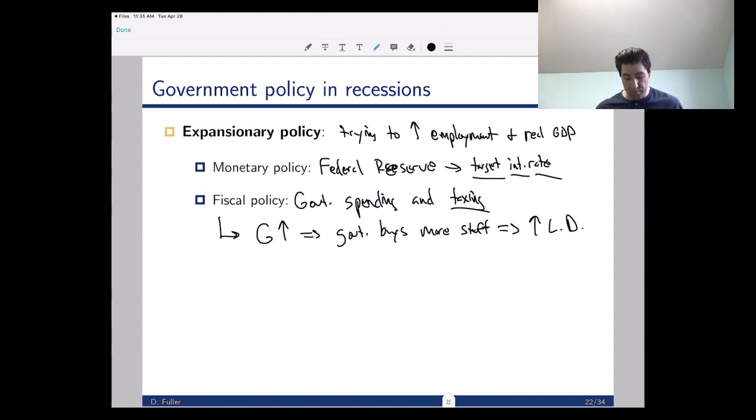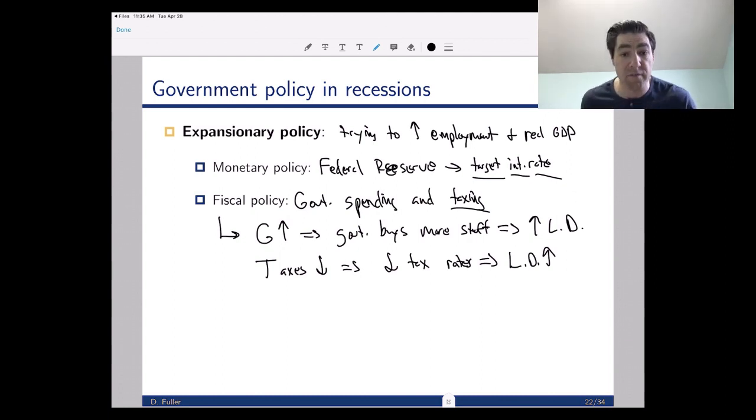They can also decrease our taxes. So they can decrease tax rates. And the goal of decreasing tax rates is to stimulate economic activity. So I can decrease tax rates, particularly on firms, and that hopefully causes them to increase the amount of workers they want to hire. It's going to shift labor demand to the right.